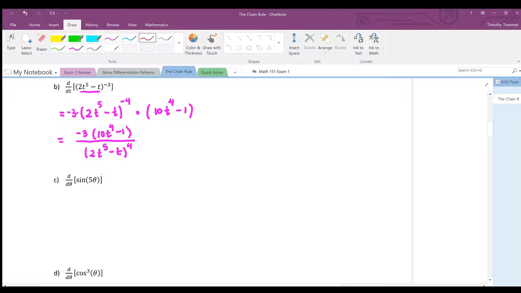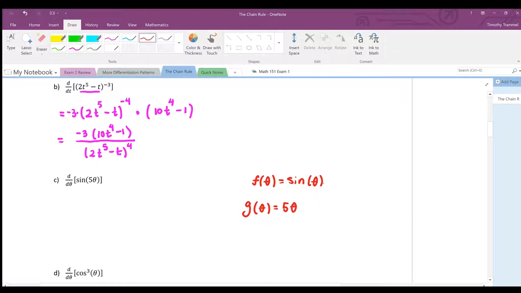On to part C here, we have the derivative with respect to theta of sine of 5 theta. And before we actually write down what the derivative is here, let's actually write out what f and g are again. So the outer function here is just sine of theta, and the inner function is just 5 theta.